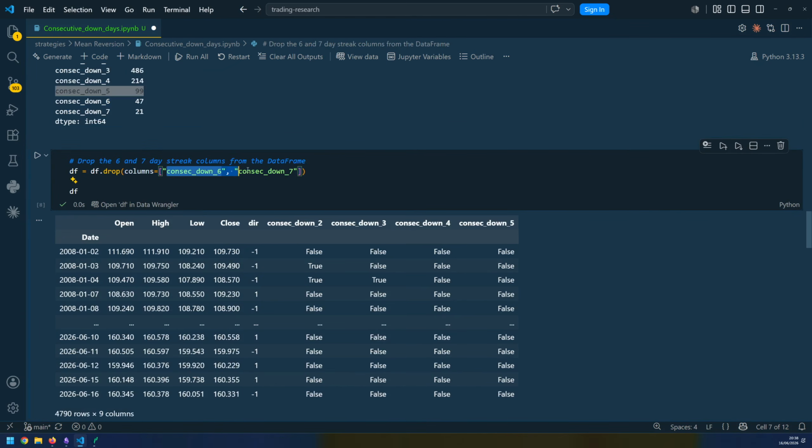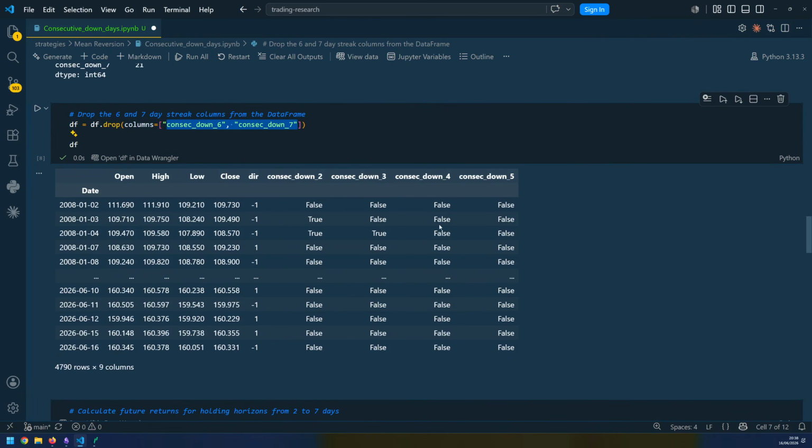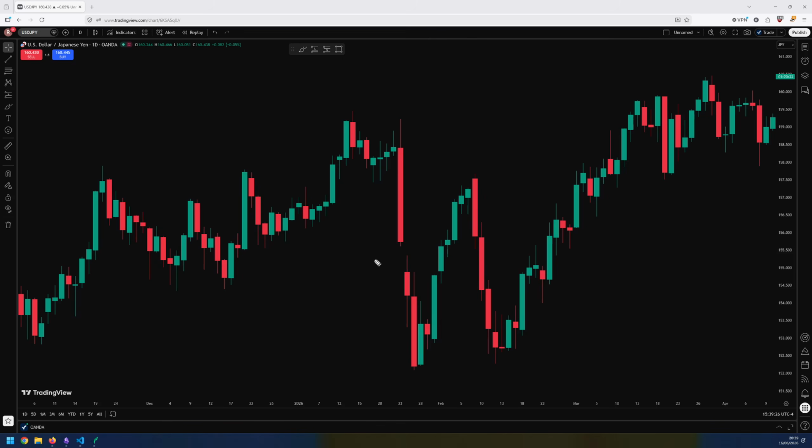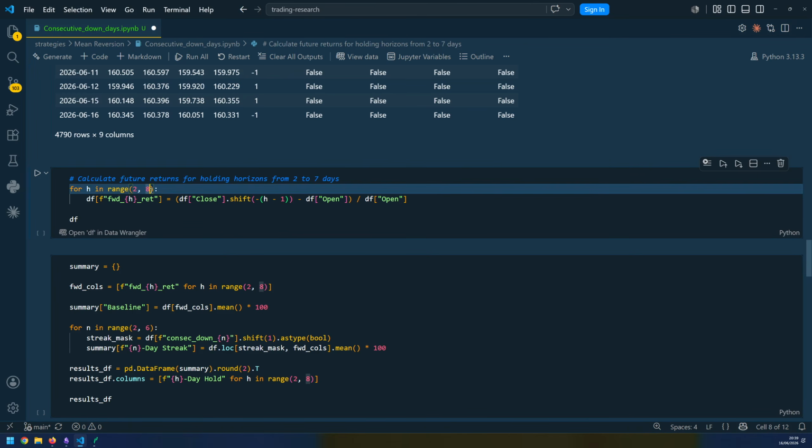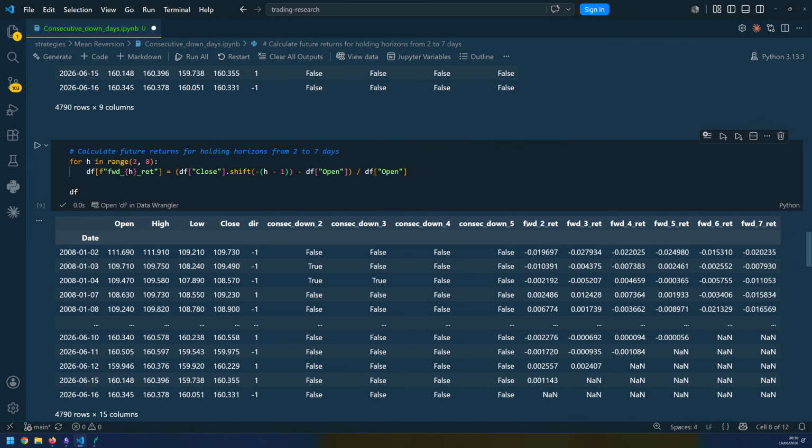So with those 2 columns dropped, I now have a smaller data frame with all of the previous information, but we now only go up to 5 consecutive down candles. That gives me the patterns, so it finds each individual sequence of say 1, 2, 3 red candles. But I then need to know what happens in the following days after that. So that is what I do in this block of code. I calculate my forward returns.